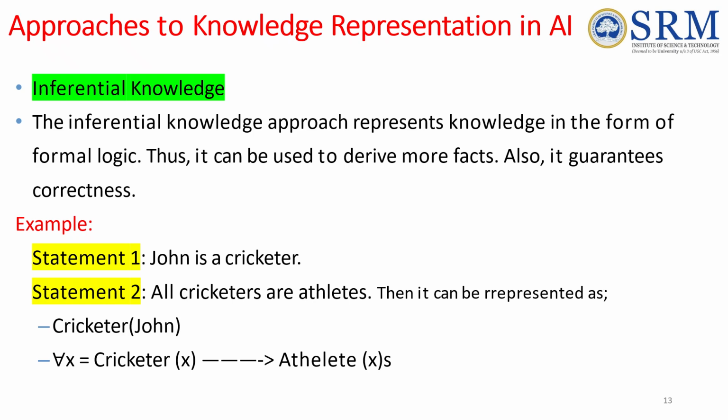Statement 1 we can take as: John is a cricketer, cricketer of John. All cricketers are athletes. So for all X, cricketer of X implies athlete of X. For all X is represented with the inverted A symbol, and the arrow symbol is represented with implies. So the reasoning properties follow according to the fact that it is not directly stored, but is inferred from the existing knowledge.